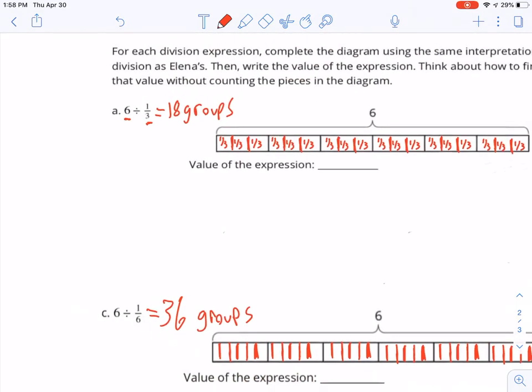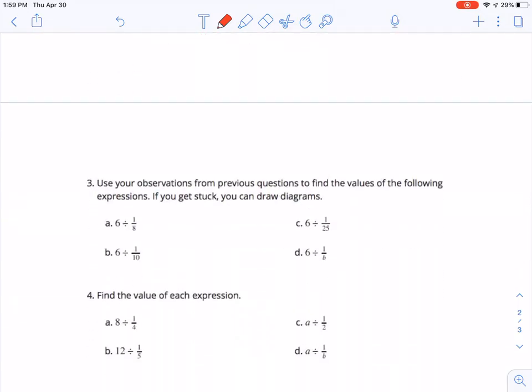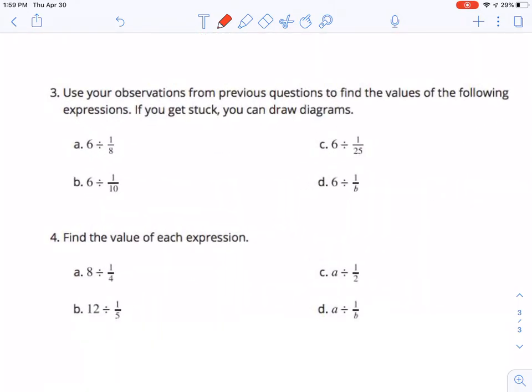Okay, hopefully you see that pattern and you will be able to apply those principles to these equations down here, where you're able to find the answer without even creating a diagram. Okay, so best of luck to you. Are you able to figure that out?